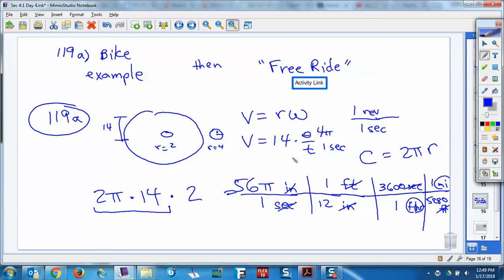Right? You said, okay, omega, that's theta over t. So what's this tire doing? It's going around twice. You still would have to figure that part out. It's going around twice. That's 4 pi in 1 second. And so the formula way of doing it would have worked.